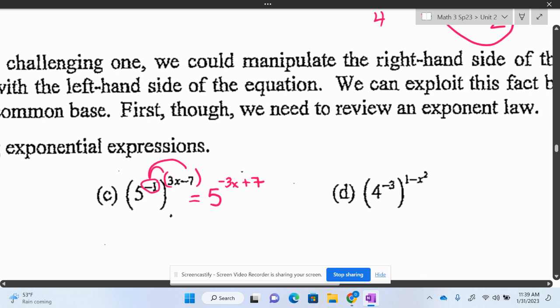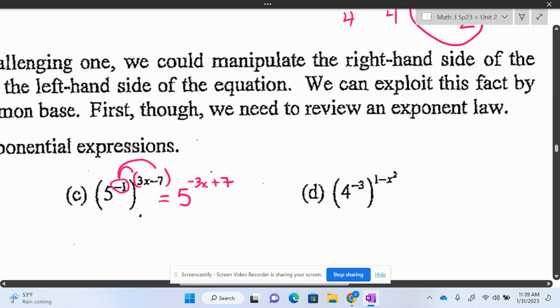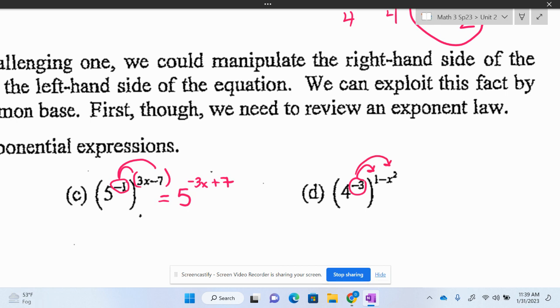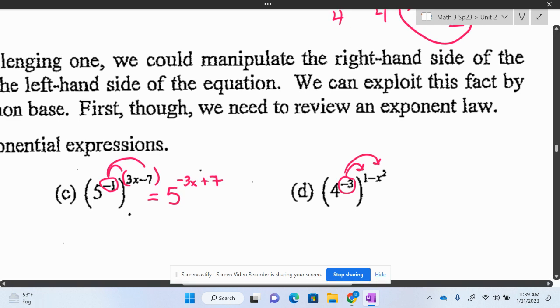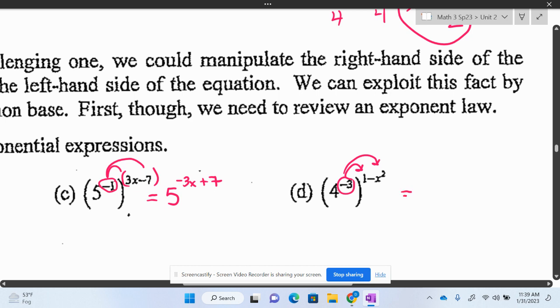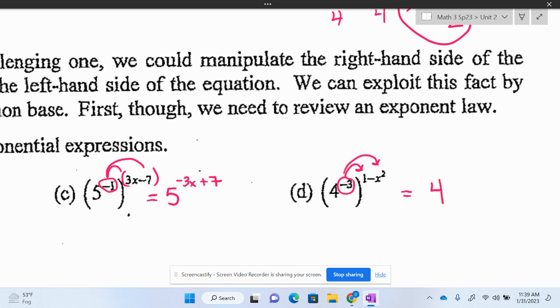Example D. Again, I'm taking the power on the inside and I have to multiply it by the power on the outside, but that power on the outside is joined by an addition or subtraction. So we're going to have to distribute. So this becomes 4 to the -3 times 1 is, and -3 times -x squared is +3x squared. Good job. So we're just making sure you understand the rule to simplify before we solve exponents that look like that.